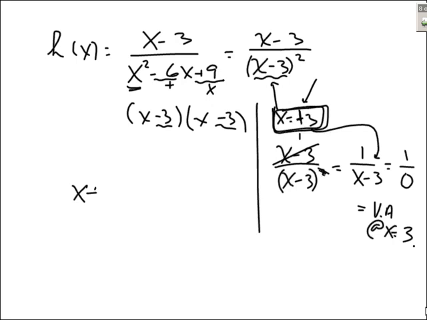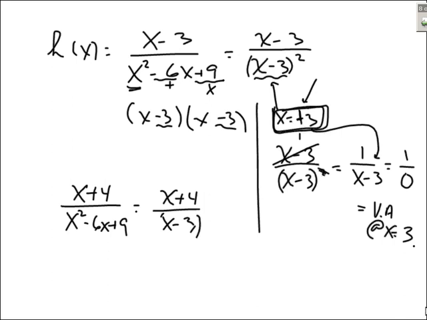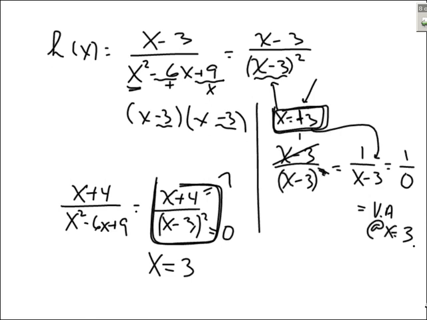Right? If the top was x plus 4 and the bottom was x squared minus 6x plus 9, this is x plus 4 over x minus 3 squared. Well, what makes the bottom 0? X equals 3. So now you want to cancel. But you can't cancel out anything. So when you plug in 3, the top is 7, the bottom is 0. You have a vertical asymptote at x equals 3.